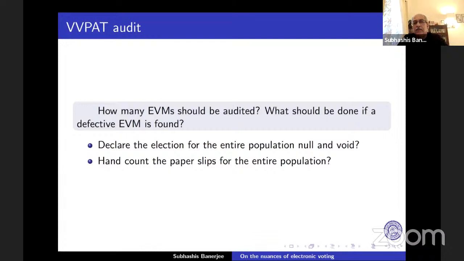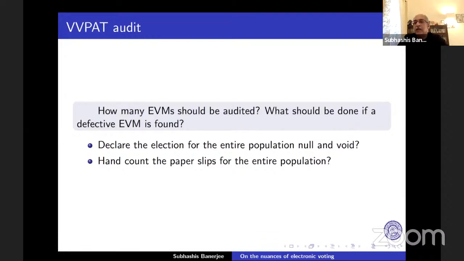And there is also the issue of, suppose they don't match. Suppose the EVM count and the VVPAT count don't match. What do you do? Do you declare the entire election for the entire population null and void and announce a re-election? Or do you hand count the paper slips for the entire population and discard the electronic votes? So this process is again not defined very clearly in the Representation of the People Act. It's as ambiguous as it can get, right?